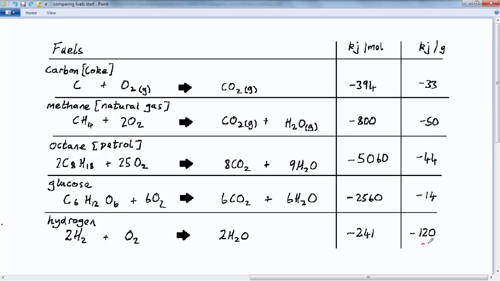The fuel that comes out at the top of the list now is hydrogen. Okay, that releases a whole load more energy than any others, nearly 3 times as much energy per gram as petrol. So hydrogen is a much more practical fuel as a rocket fuel. Much better than the kerosene or petrol, for example. So let's have a look and see where we get this figure from. Okay, the kilojoules per gram.